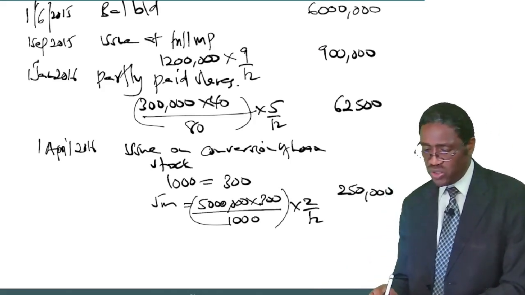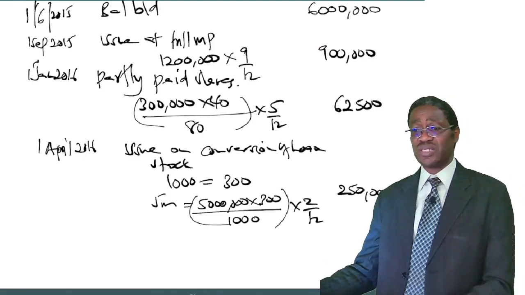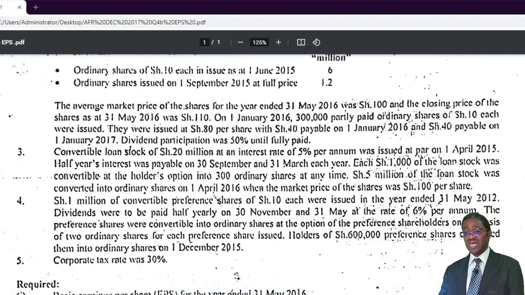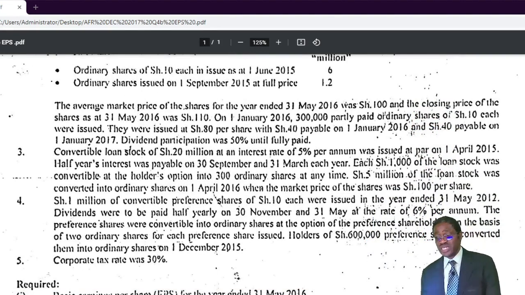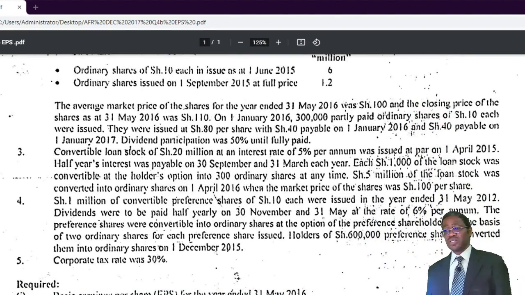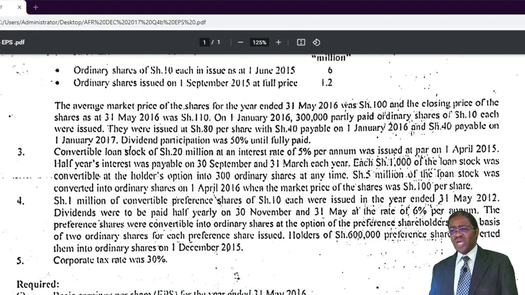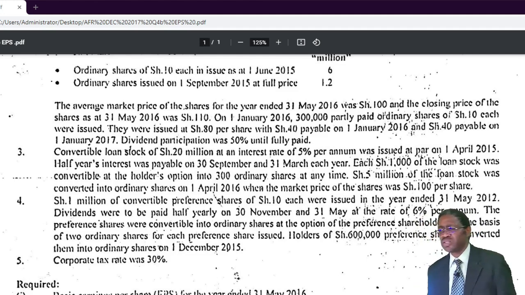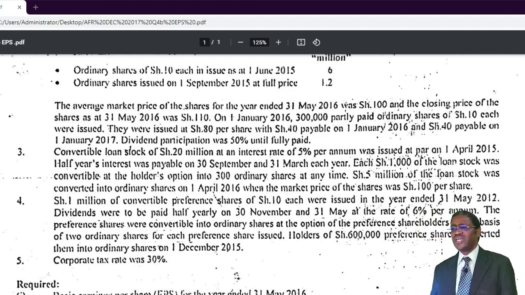We now move on to the last one. I think that was note number last, which is number 4. We can read it. Note number 4 says, shillings 1 million of the convertible preference shares of shillings 10 each were issued in the year ended 31st May 2012, many years ago. Remember, we are in 2016.